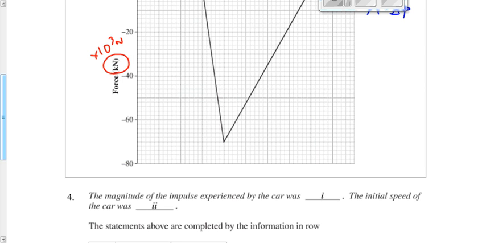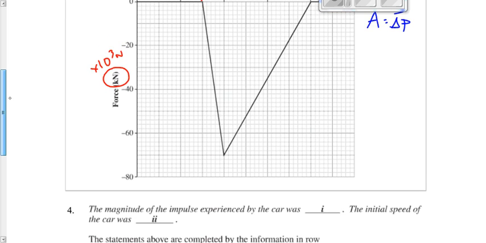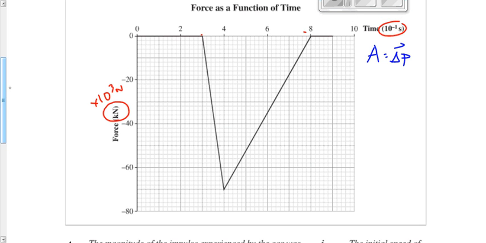And what's the initial speed of the car? All right, we got to find 2 things. Okay, no worries. Let's get the impulse here first by finding the area. The area is equal to delta P, which is equal to, because it's a triangle, 1/2 of base times height. The base here goes from 3 to 8, and I'm not going to forget that it's 5 times 10 to the minus 1 seconds, because I circled that 10 to the minus 1 seconds on the x-axis.